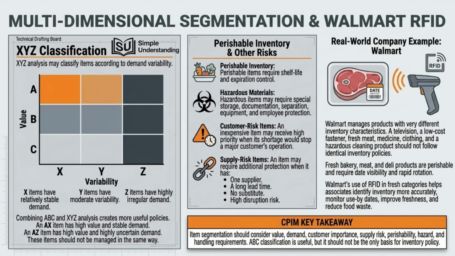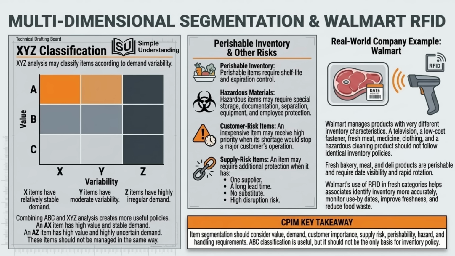Perishable inventory. Perishable items require shelf life and expiration control. Hazardous materials. Hazardous items may require special storage, documentation, separation, equipment, and employee protection. Customer risk items. An inexpensive item may receive high priority when its shortage would stop a major customer's operation. Supply risk items. An item may require additional protection when it has one supplier, a long lead time, no substitute, high disruption risk.